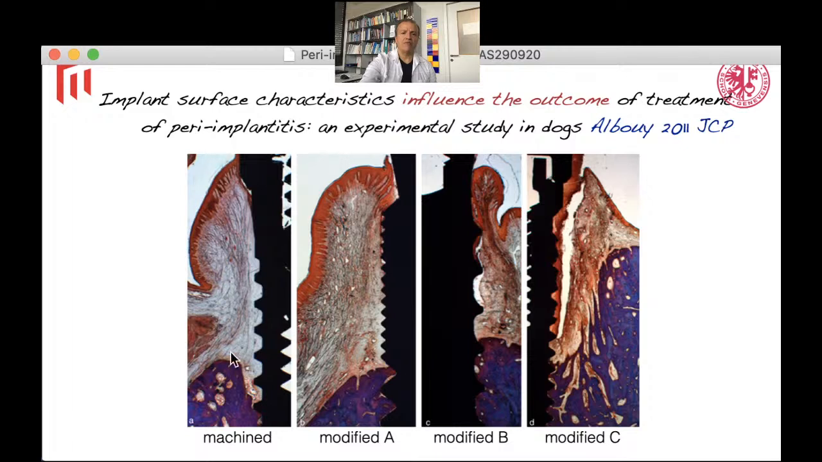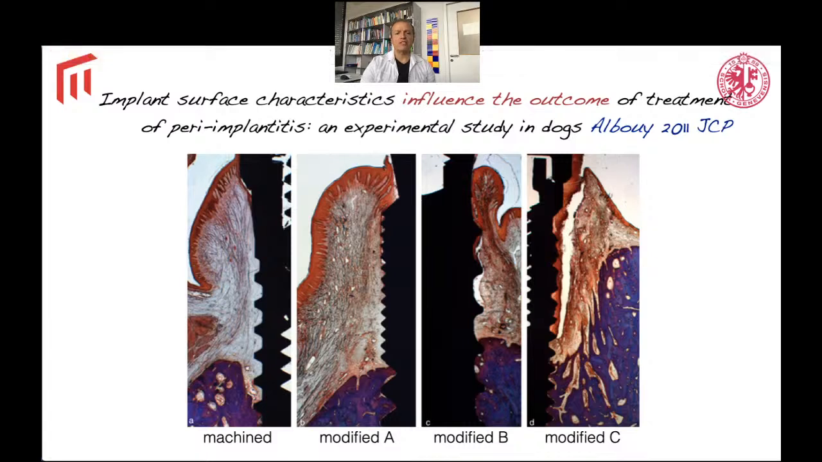On the very left, an old-fashioned machined implant. And then the second, third and fourth images are from modern types of implants with a moderately rough surface. These are implants from major producers, so they are clinically available implants.